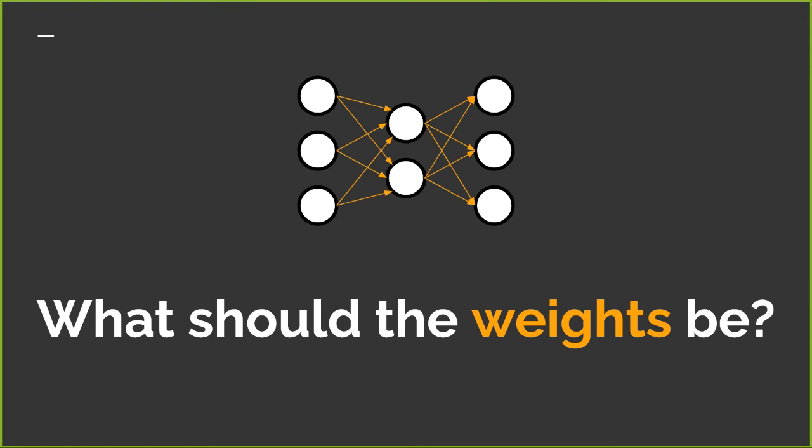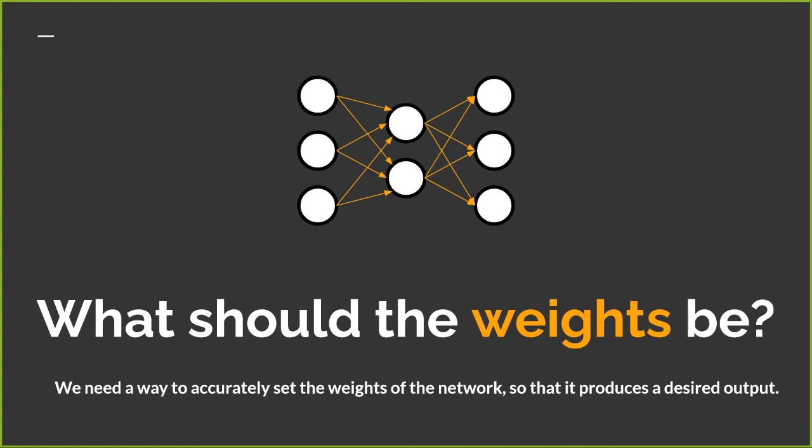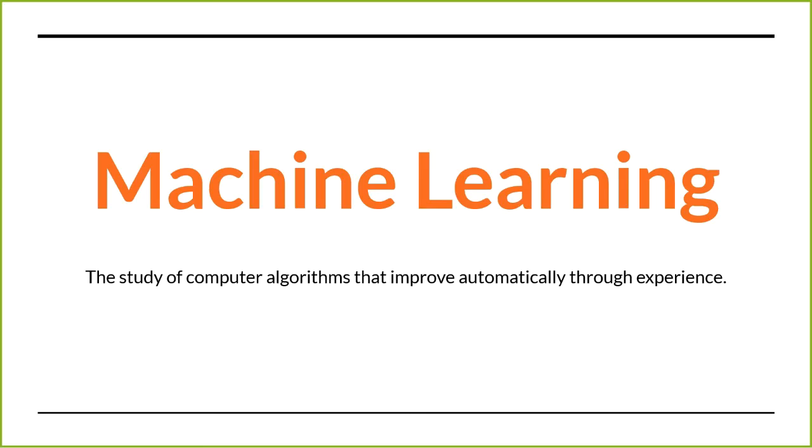So the question becomes, what then should the weights be? How do we decide what these weights are so that we can transform the input that we're given into a desired output? We need a way to accurately set the weights of the network. This is where machine learning comes in. Machine learning is defined as the study of computer algorithms that improve automatically through experience. The general idea here is that we can show a neural network a whole bunch of data of when you're given this kind of input, we want to have this kind of output. And the neural network will automatically update itself and change its weights so that it will give us the desired output that we want. That's why it falls under the purview of machine learning.